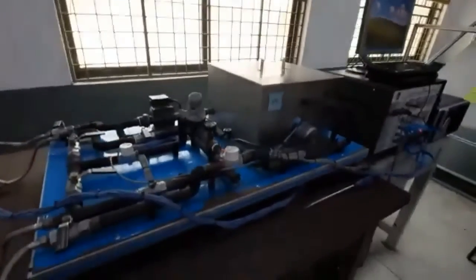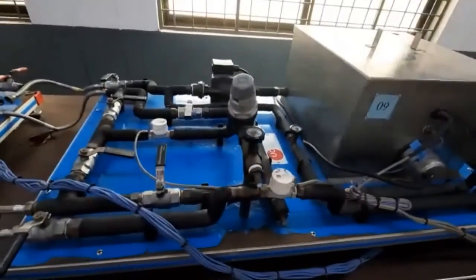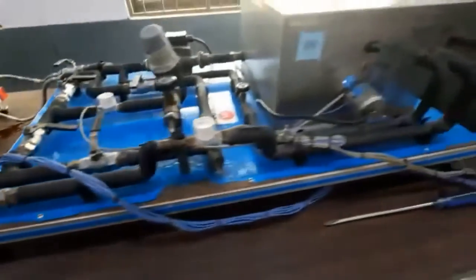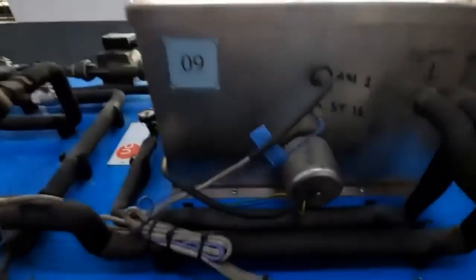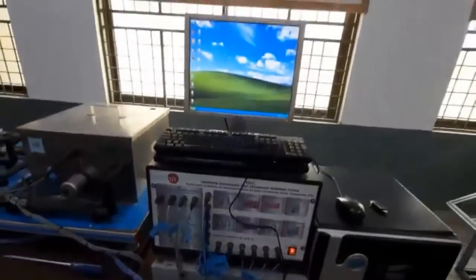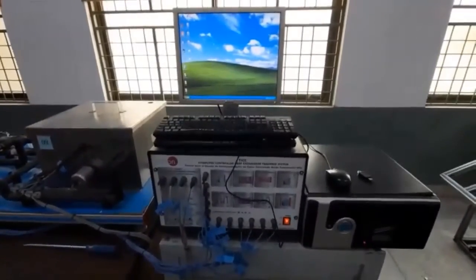And this is the front view. You can see that different valves are here and different sensors are also placed here. These sensors are of different types. Some measure temperature, some measure flow. So these are all valves, and this is the hot tank in which we have filled the water, and we will heat that water and provide the supply of water. This is the computer unit and interface.